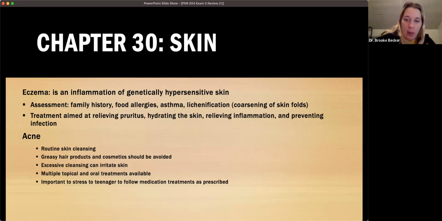Acne, this is a pretty common occurrence in adolescent population as they go through puberty and their sebum increases. So talking with kids about routine skin cleansing with things like salicylic acid or benzoyl peroxide, not wearing a lot of cosmetic makeup while they have a flare up of their acne, okay? And then potentially they may need topical or oral treatments as well.